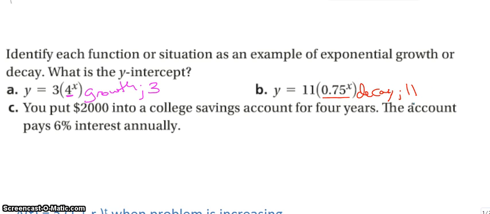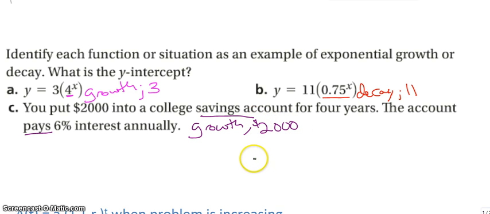Now here's words instead of a function given to us. So you put $2,000 into a college savings account for 4 years. The account pays 6% annually. Now, if you're putting money into a savings account and it's saying that we are paying interest, it's a pretty good indication that we're talking about growth. Otherwise, it's not a very good savings account. At time of 0, at our initial investment, we put in those $2,000. So we can identify growth or decay, and identify where we started out, whether we're given a function or a word problem.